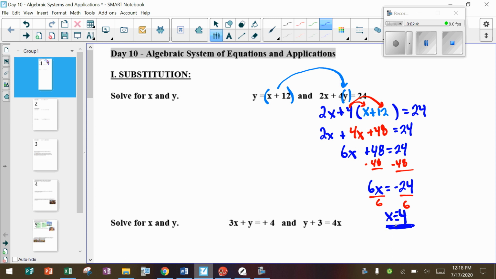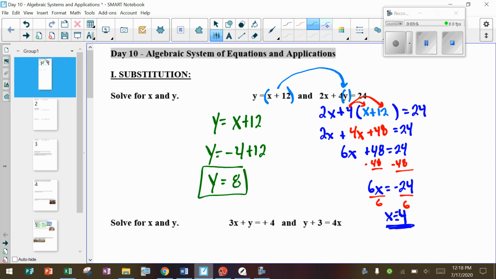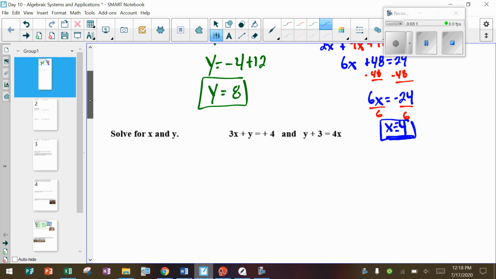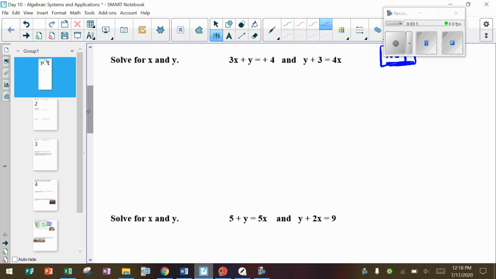Now that I know that x is negative 4, I can go back up to where I started, and since y is equal to x plus 12, and I now know that x is negative 4, I do negative 4 plus 12 to get y is equal to 8. There's my y value. Here's my x value. I've solved for x and for y. So let's do that again, another substitution. And remember, guys, if I'm going too fast, pause it so you can write things down, or you can rewind it and rewatch the video as much as you want.